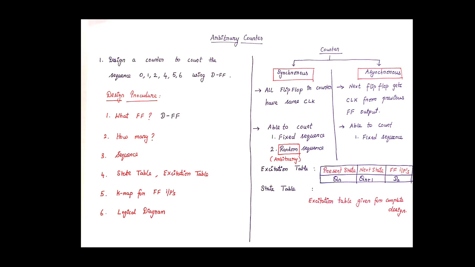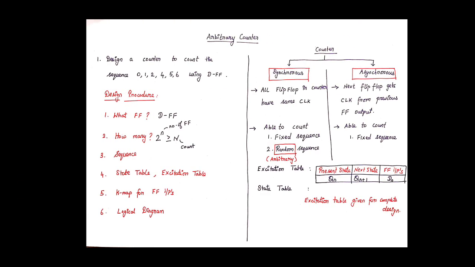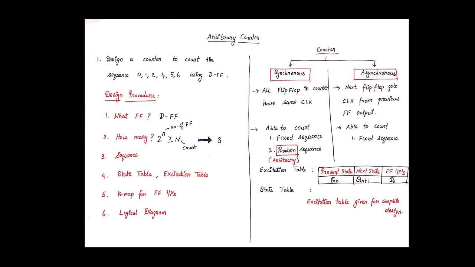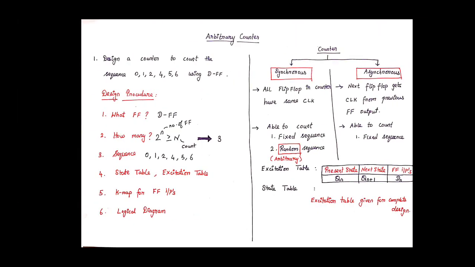The formula is 2 power n should be greater than or equal to capital N, right? Where capital N is the count and small n is the number of flip flops needed. By seeing this, we can predict that the number of flip flops needed is 3, because the total count is 6, correct? Then what is the sequence that is going to be counted? 0 1 2 4 5 6. Again 0 1 2 4 5 6. This is going to be repeated again and again. Therefore the sequence is 0 1 2 4 5 6, correct?